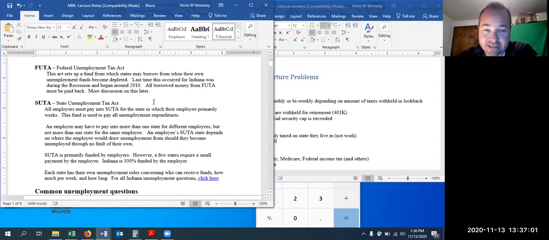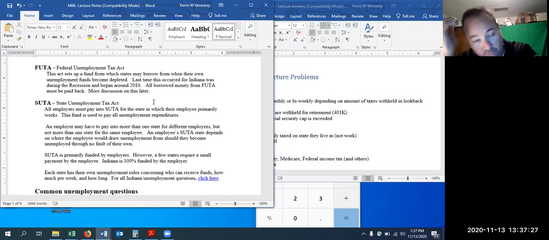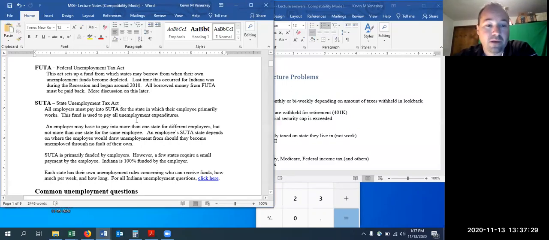The SUTA tax, this is where your actual unemployment money comes from. It comes from the individual state. The state collects money from all the employers. And then they hold the responsibility of paying out unemployment benefits based on how long you're off. If you're off through no fault of your own, they're going to check through all that. And then when you get a new job, of course, it's going to stop.